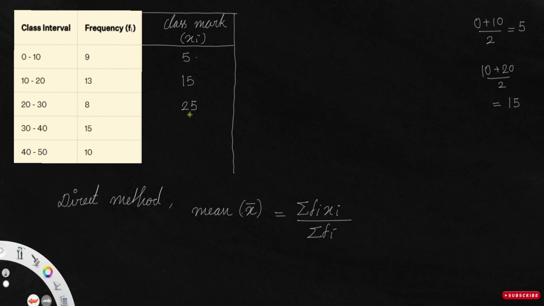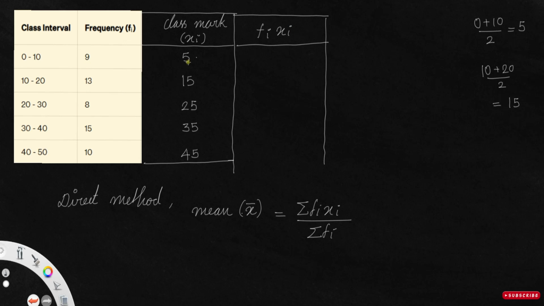For example, if you add 10 to 25, you'll get 35. Now 35 plus 10 is 45. Or, like we discussed before, you can find the average. That is, 40 plus 50 by 2 is also 45. That's another method. Now you have to draw another table that represents the product of the frequency fi and xi.